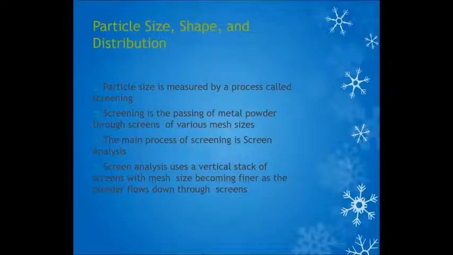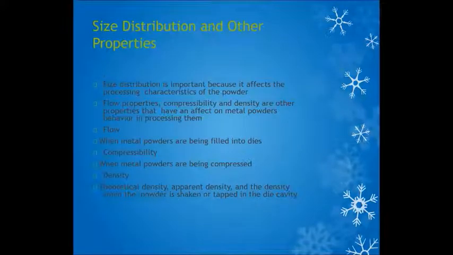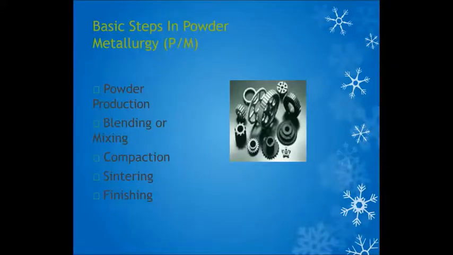Particle size and shape distribution. Particle size is measured by a process called screening. Screening passes the metal powder through sieves. Particle shape and shape factor have a major influence on processing characteristics. Aspect ratio is the ratio of the largest dimension to the smallest, along with the size distribution and other properties. Basic steps in powder metallurgy: powder production, blending or mixing, compaction, and sintering.